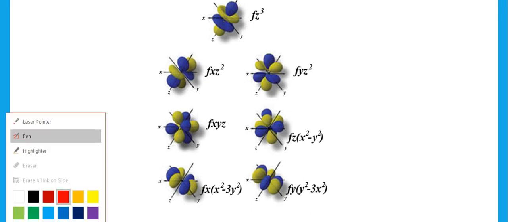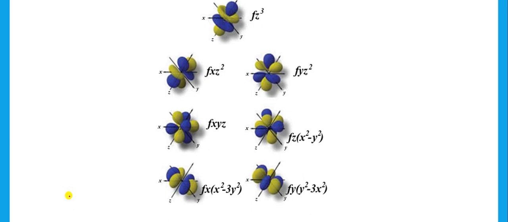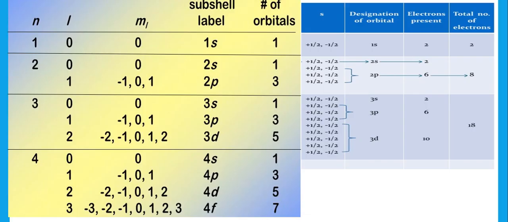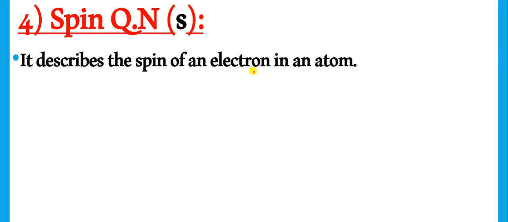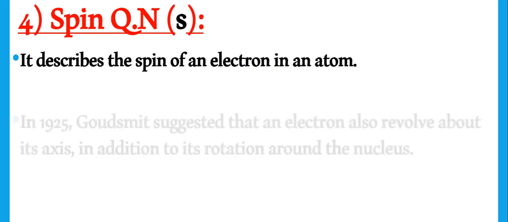Okay students, you can see here how complicated these structures are, and at your FSc level, drawing the f orbitals is not included. And lastly, we have the spin quantum number, which is represented by a small s. It describes the spin of an electron in an atom.